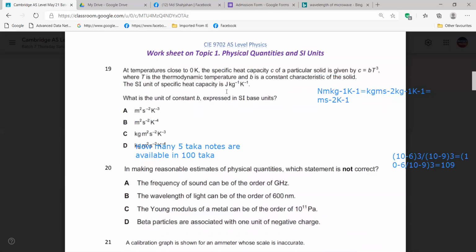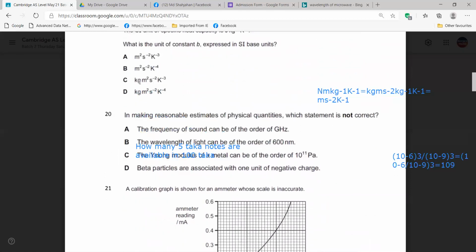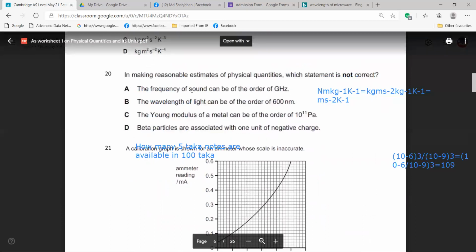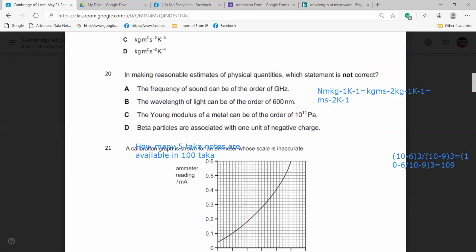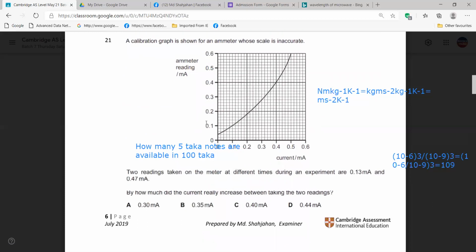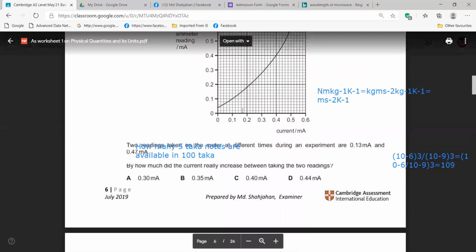Today only we did this specific heat capacity one. Then this one, you have to search in Google. This one, already you know the Young modulus. Then sound, just check them. These are from estimation. Okay. This one I have to discuss. You cannot get it.